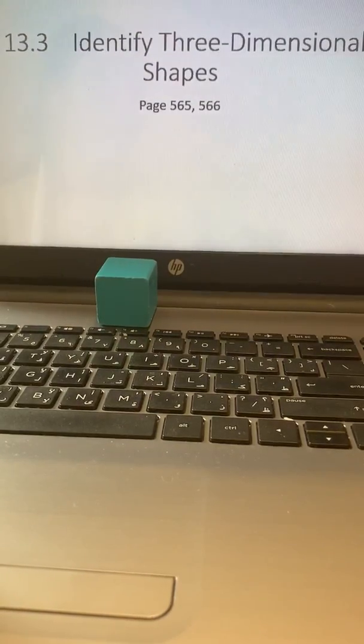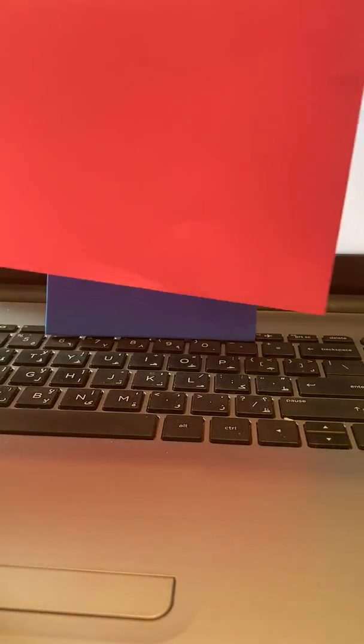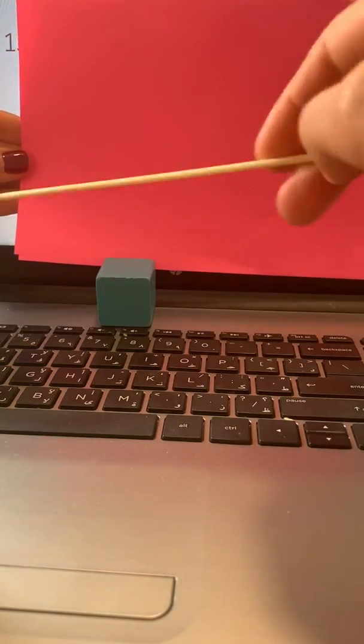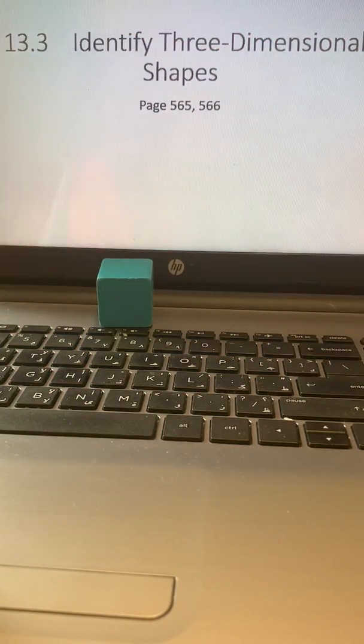The second type, if you have 4 sides and 4 angles. Look at the sides, they are straight sides, and I have also 4 angles. What do I name it? It's a quadrilateral. Here also, this rectangle, I have 1, 2, 3, 4 sides and 4 angles. So it's also a quadrilateral.